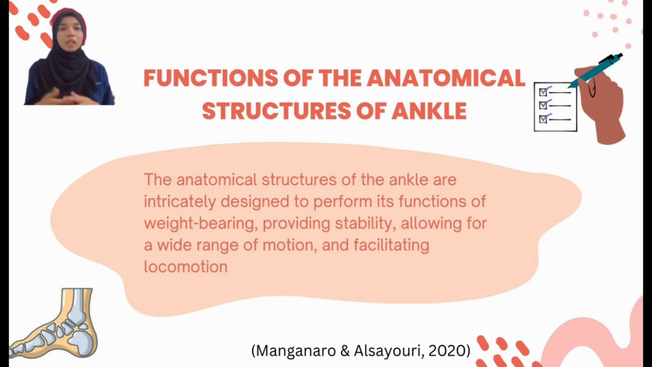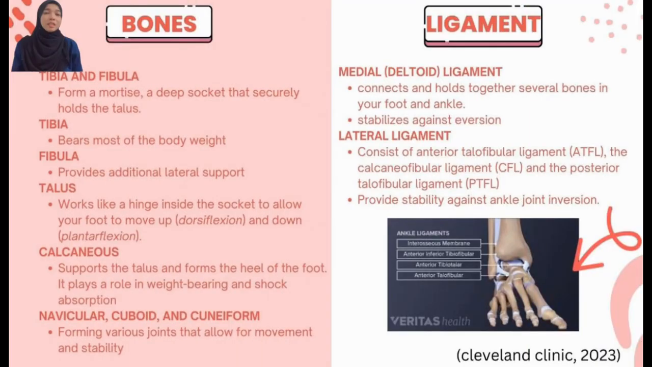So the anatomical structures of the ankle are intricately designed to perform their function of weight bearing, providing the stability that allows for a wide range of motion and also facilitating locomotion. Next, the first anatomical structure that I'm going to touch on in this part is the bones.